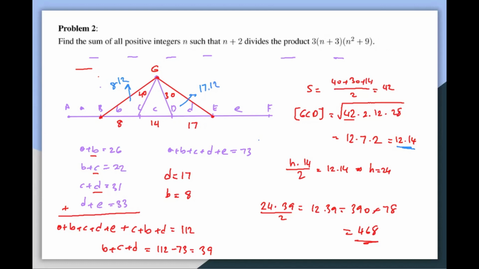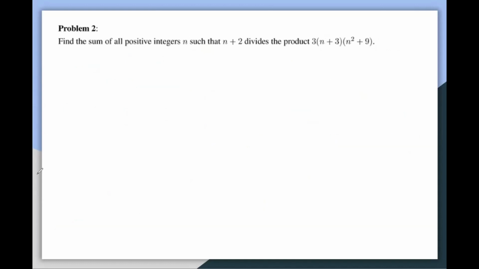Okay, so here's the second one. The sum of all possible integers n such that n plus 2 divides the product evenly. Let's go ahead and expand this one. You will get 3 times n squared will be n cubed, and then n times 9 is 9n, and then you got 3 times n squared, and then you got 27.